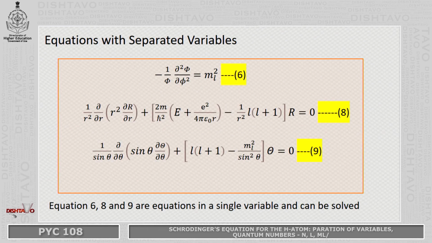Thus we have three equations with separated variables. The first equation 6 is in terms of phi. The equation 8 is in terms of r, which is also called the radial equation, and equation 9 depends only on theta. Now these equations can be solved to obtain the quantum numbers.